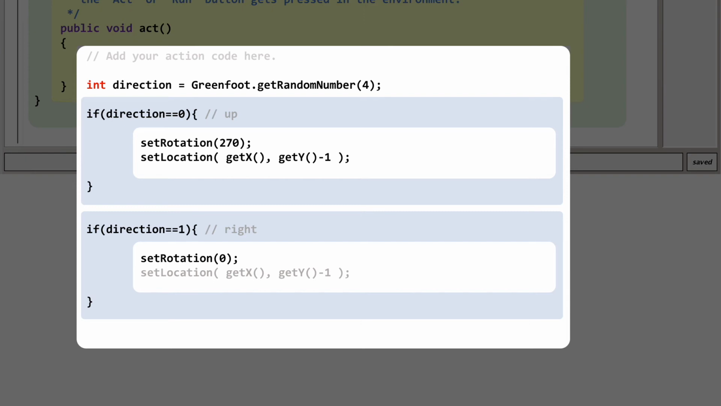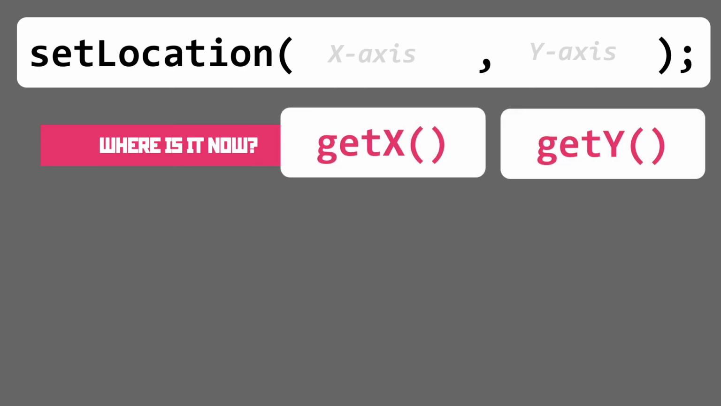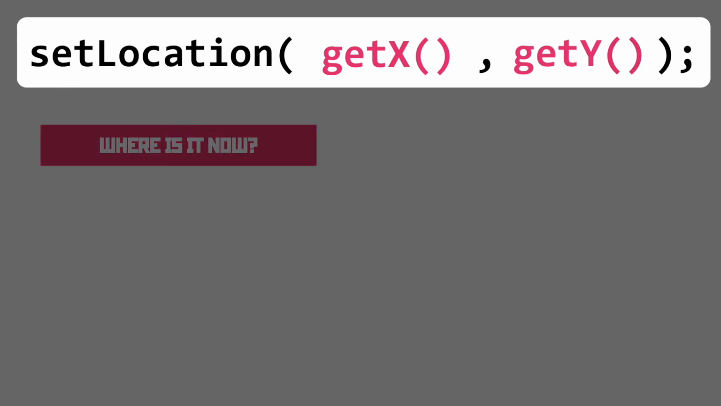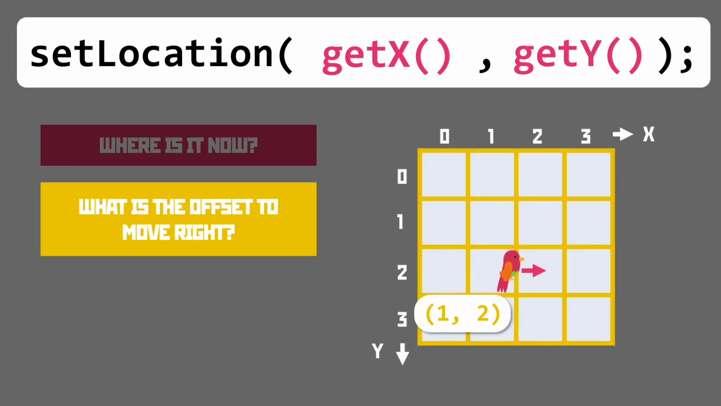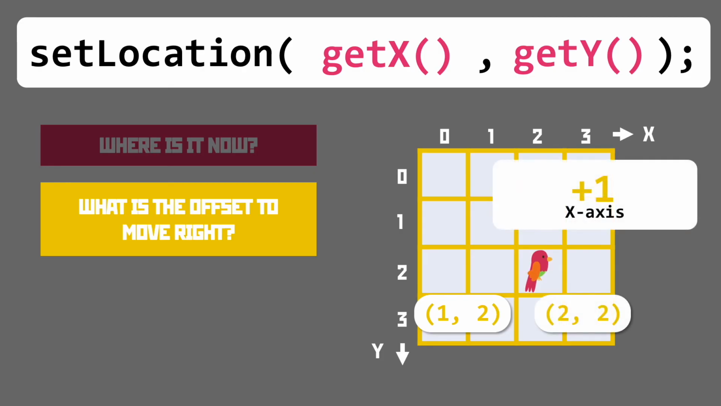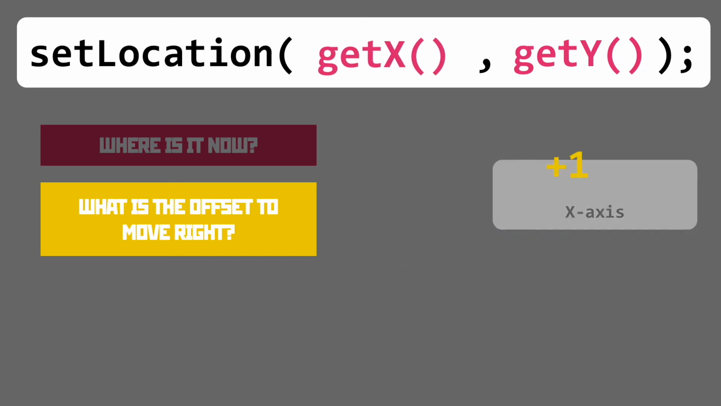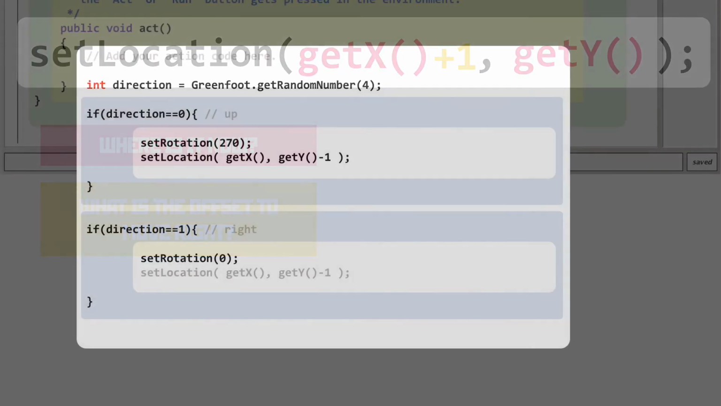Lastly, we need to change the set location code. We need to work out the offset needed in order to get the character moving one cell to the right. Again, we know where it is now with these get X and get Y values. So let's get that into the code, but what about the offset? Here, the parrot starts at position 1, 2. And when it's moved to the right, it's landed at position 2, 2. That's an increase of 1 in the x-axis this time, meaning our offset is plus 1 for the first argument in our function. There we go. Let's go and make that change to the code.